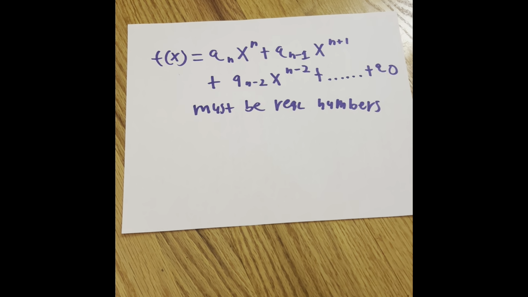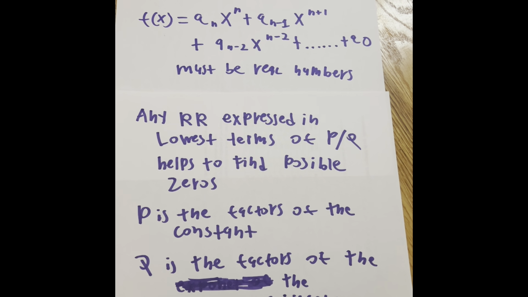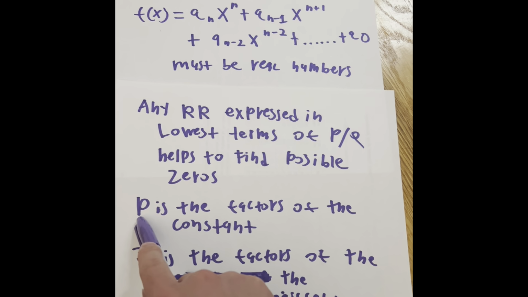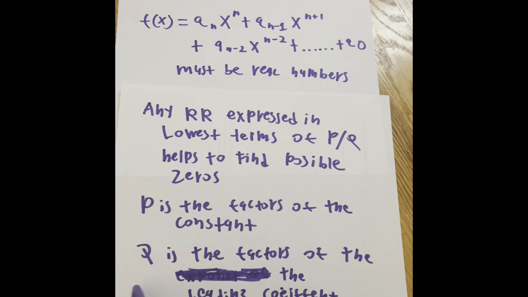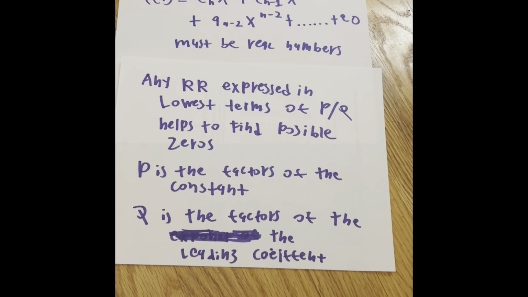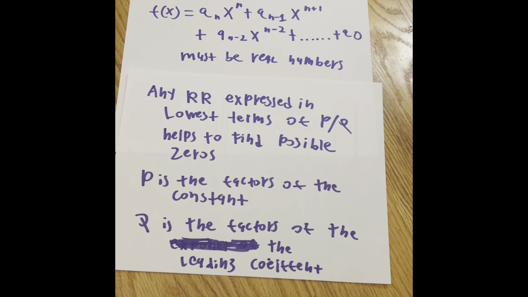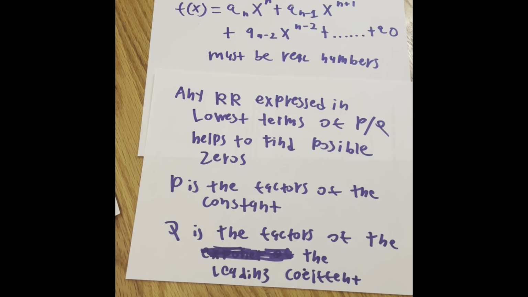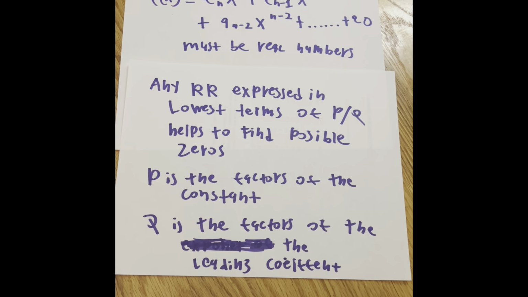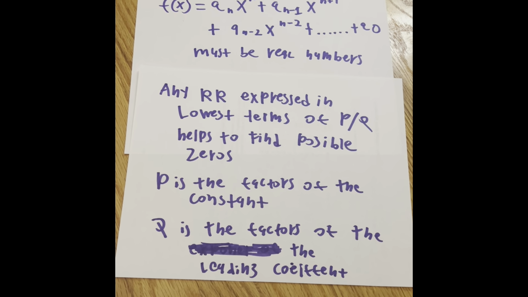Well, here's what happens. Any rational root expressed in lowest terms of p divided by q helps to find all possible zeros, where p is the factors of the constant and q is the factors of the leading coefficient. So this strategy is good for when you can't really factor anything out, when you can't really simplify it, and all you have to do is use this method right here and find all the possible zeros so you get everything laid out in factored form.